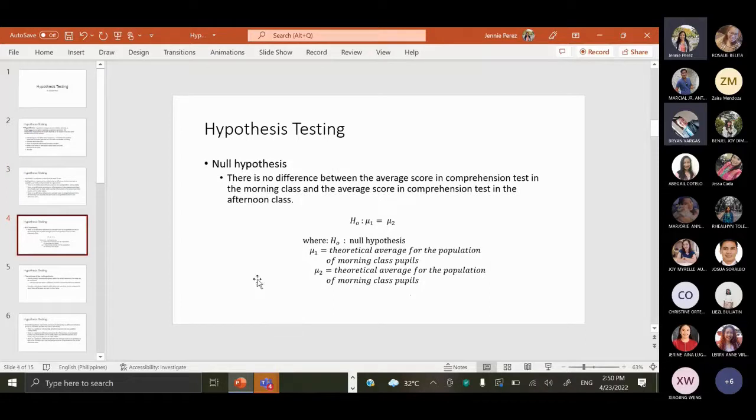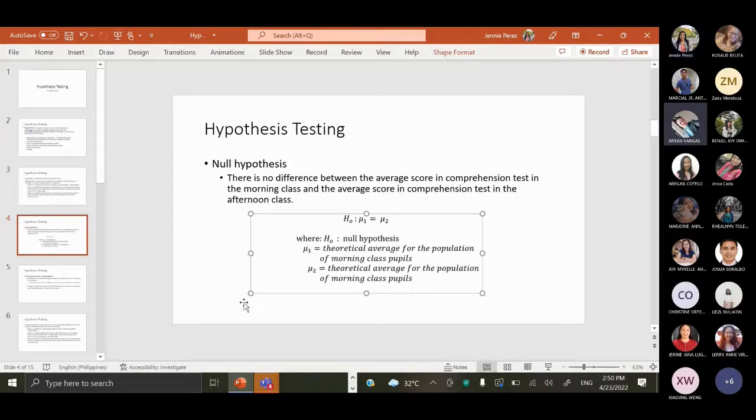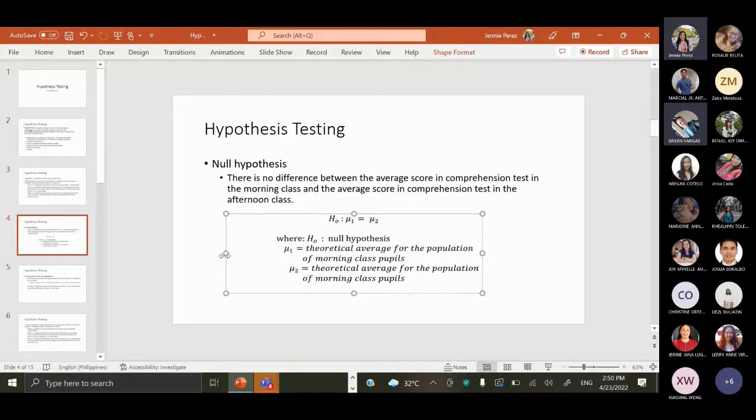Okay, in a mathematical equation, the null hypothesis is written as this. For this null hypothesis, there is no difference between the average score in the comprehension test in the morning class and the average score in the comprehension test in the afternoon class. The null hypothesis is stated as this: H0, meaning zero, null, nothing.